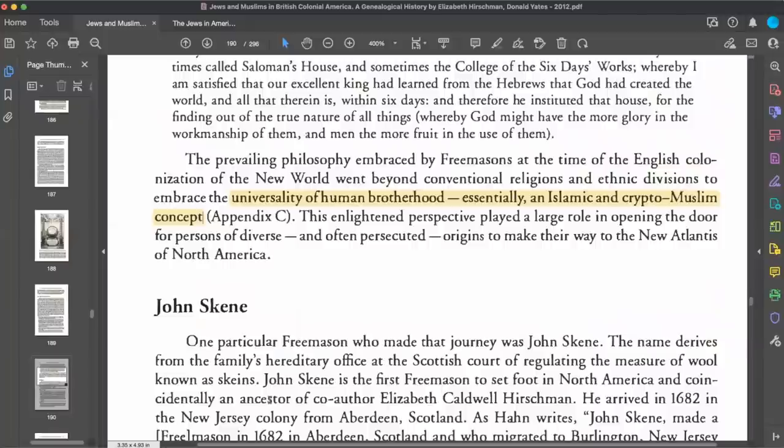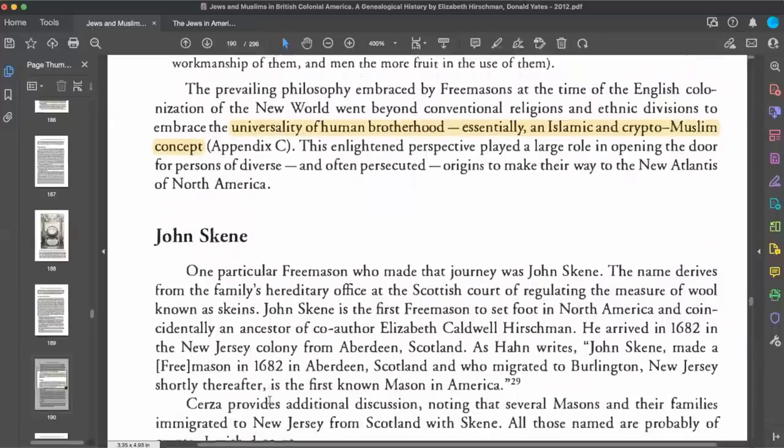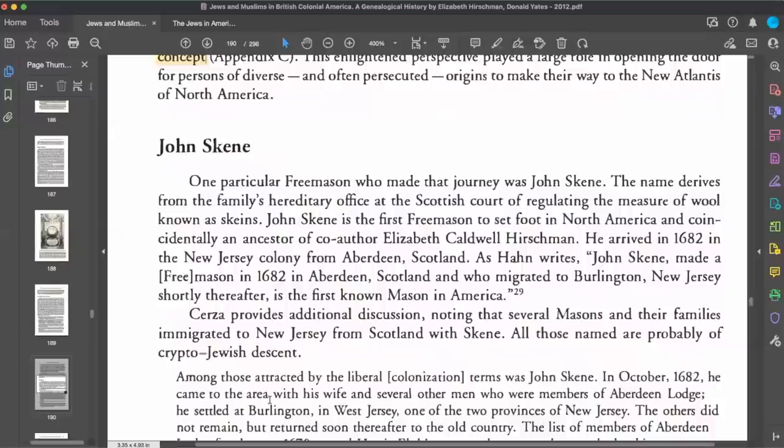So we continue in the book, Jews and Muslims in British Colonial America, A Genealogical History. This part says here, John Skeen. One particular Freemason who made the journey was John Skeen, the name derives from the family's hereditary office at the Scottish court of regulating the measure of wool known as skeins. John Skeen is the first Freemason to set foot in North America and coincidentally an ancestor of co-author Elizabeth Caldwell Hirschman, right? One of the author's ancestors.